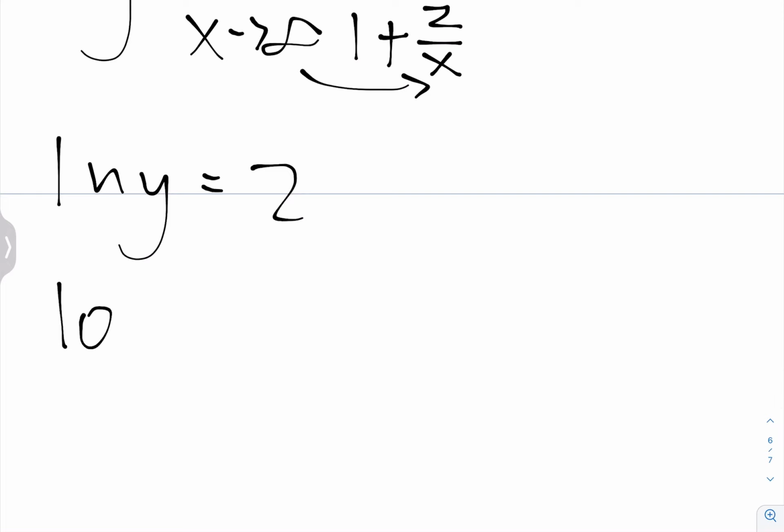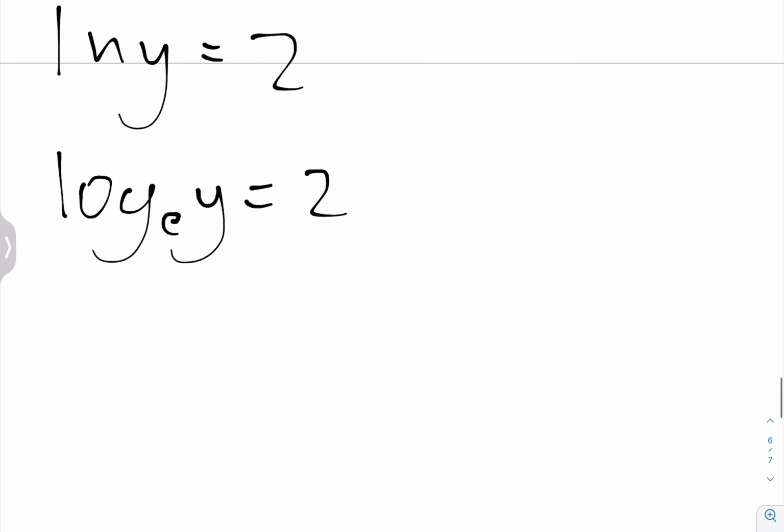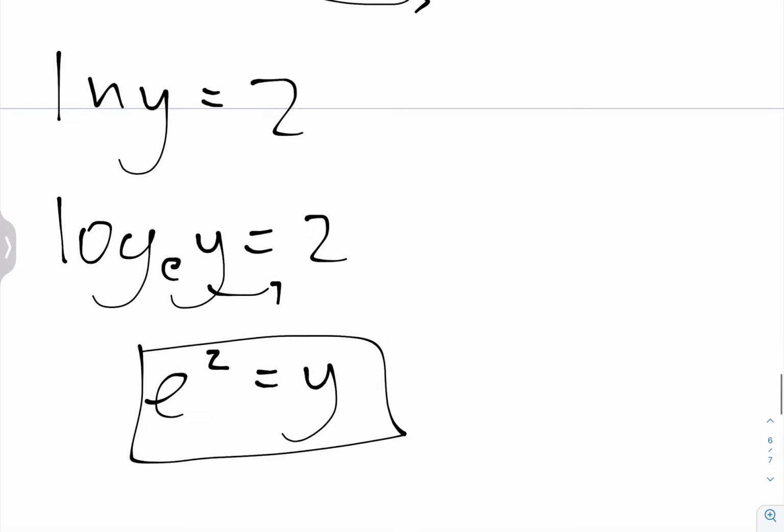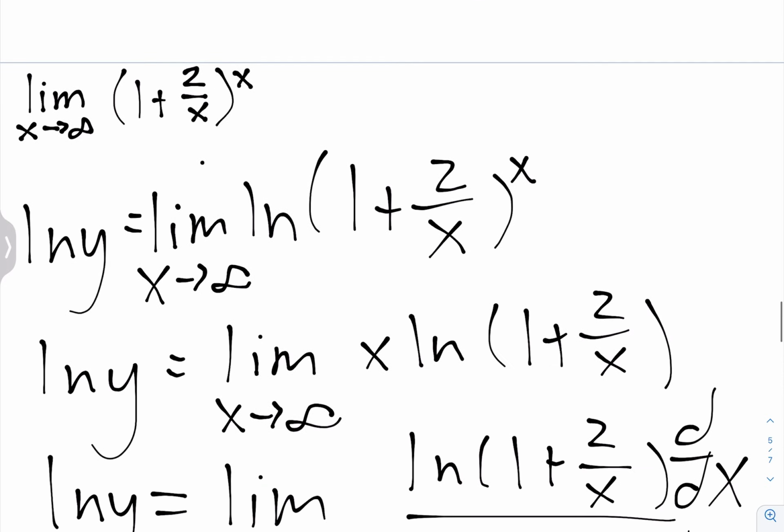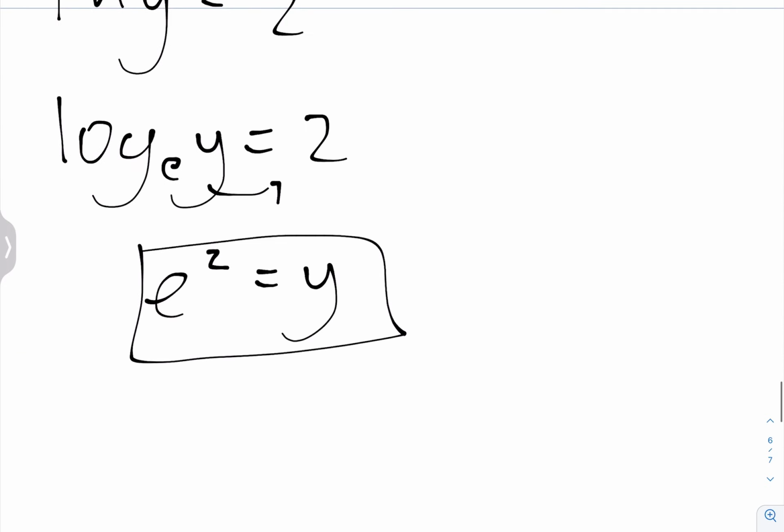And we know that the natural log just means the log in base e of y, which is equal to 2. So now we can get this into exponential form. So e raised to the power of 2 is y. That just means y equals e squared. And remember, we started with y on the left side, and we just took the natural log of it. So e squared is going to be our limit.